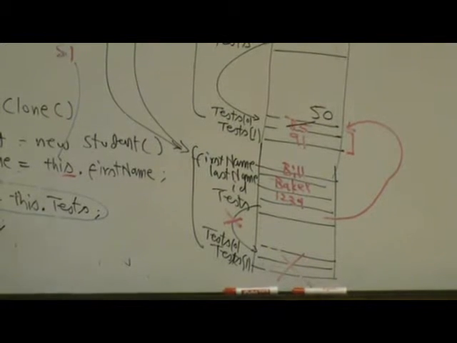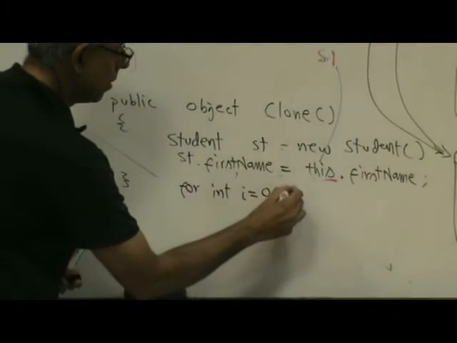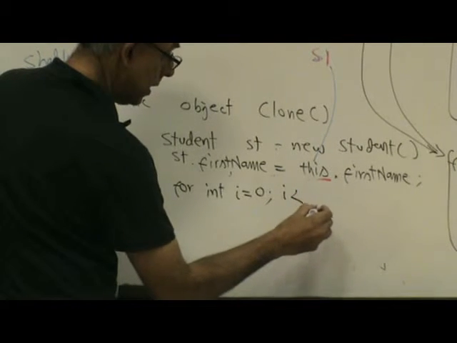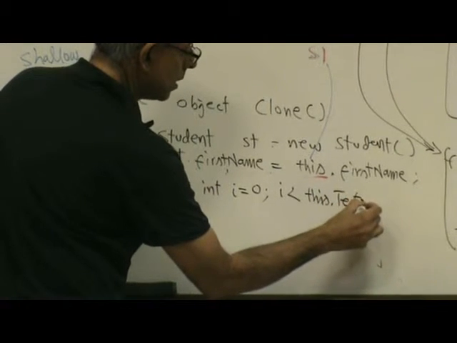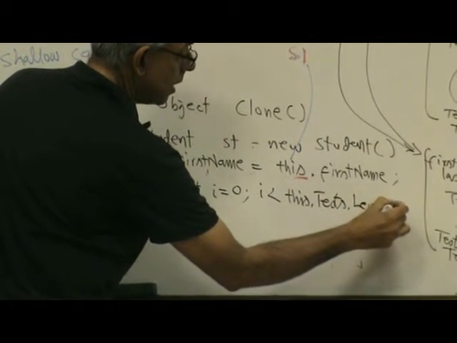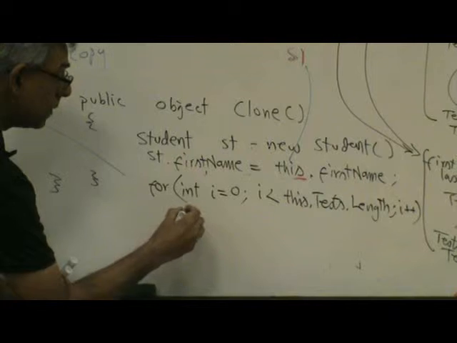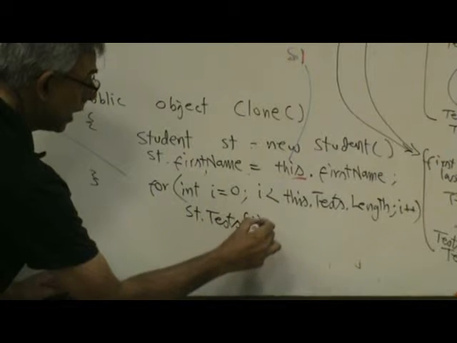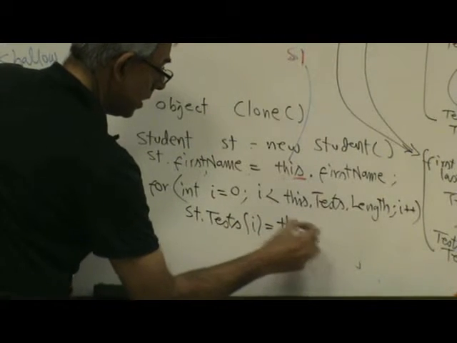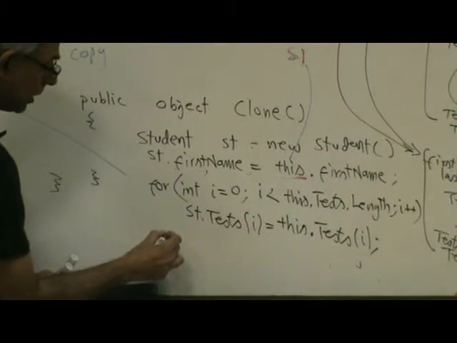One solution is, as we are writing this line, we do something like this: for int i equal to 0, i less than this.tests.Length. Every array has a length property, remember? And then we do ST.tests of i equal to this.tests of i. And then we return ST.